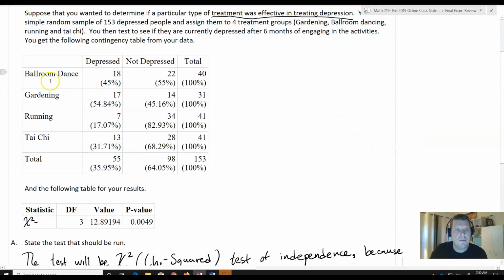Because ballroom dancing, all of these, excuse me, not just ballroom dance, but the treatment here, ballroom dancing, gardening, running, tai chi, is a categorical variable. And we're comparing that to another categorical variable. Okay, so we've got two categorical variables. My explanatory, my treatment, is a categorical.